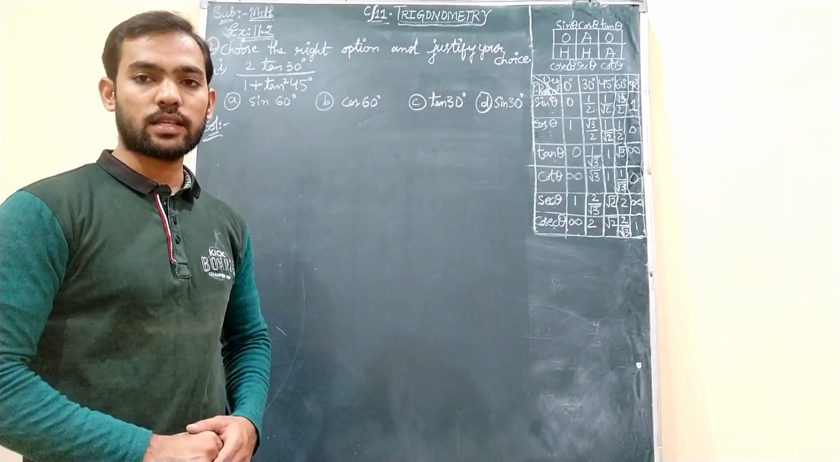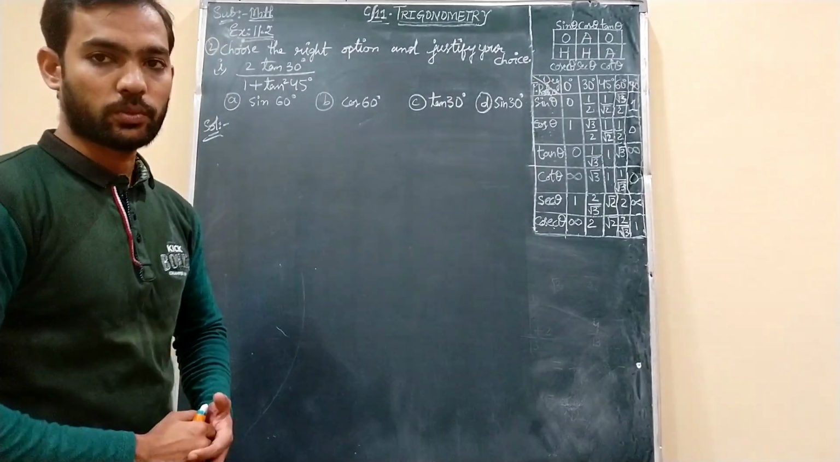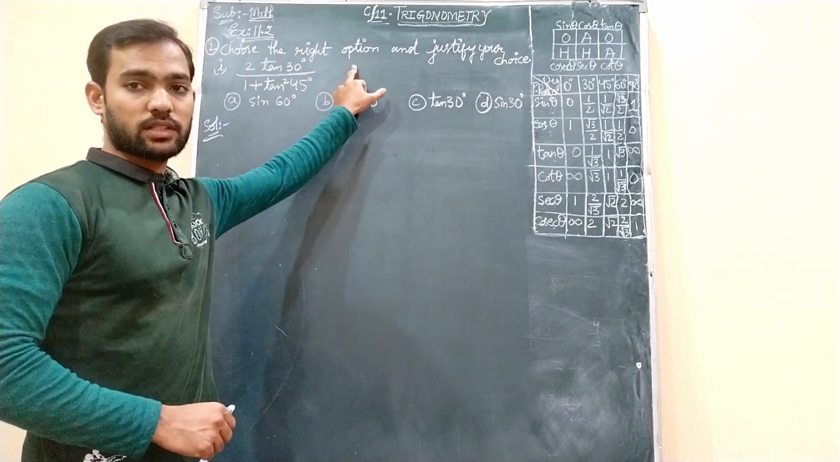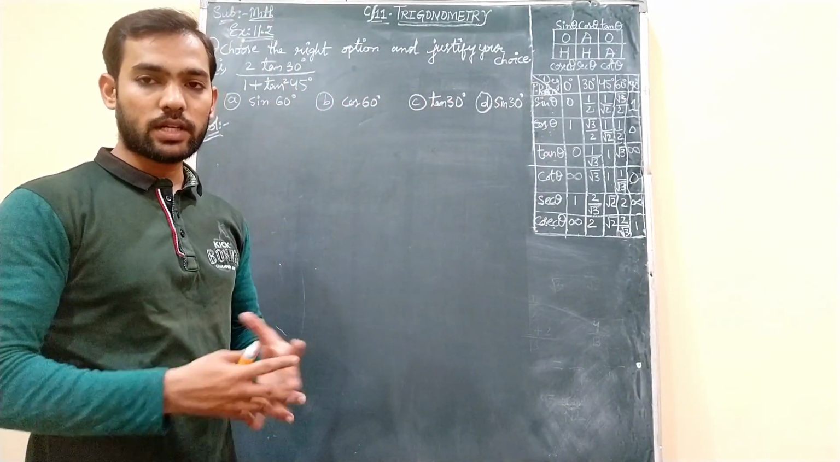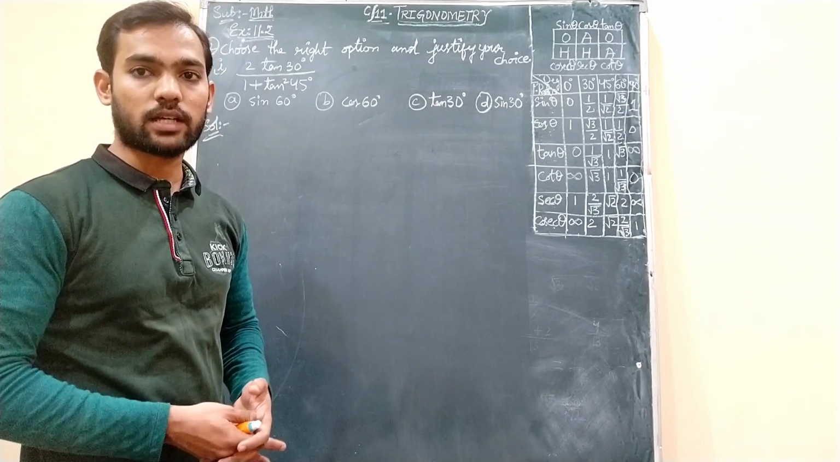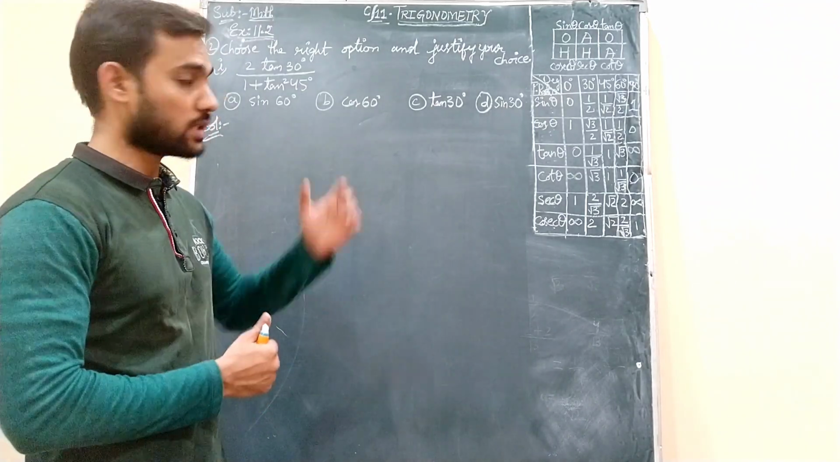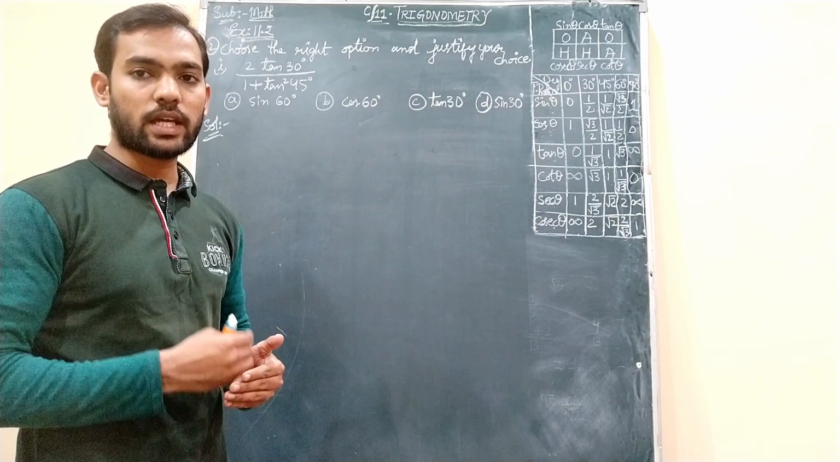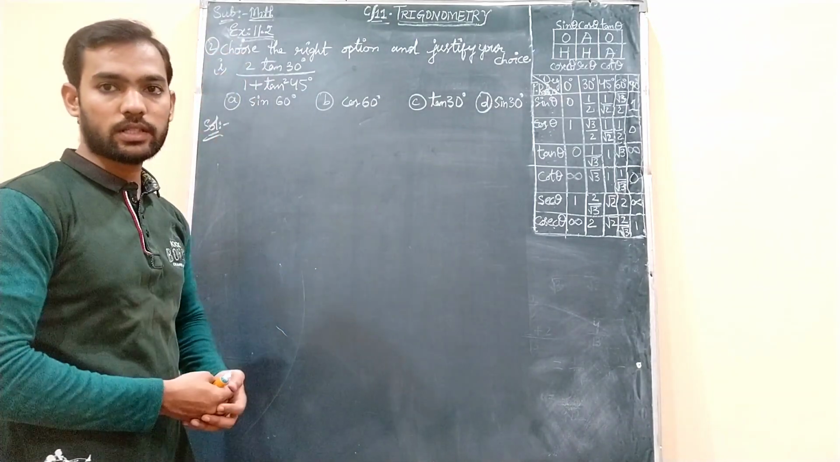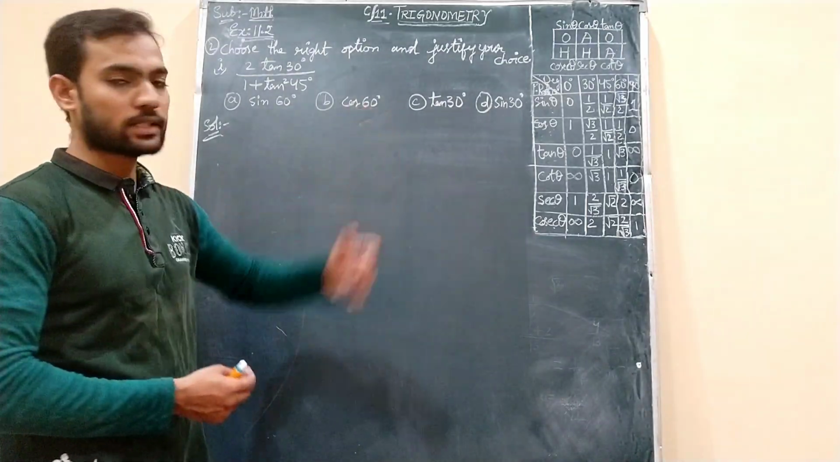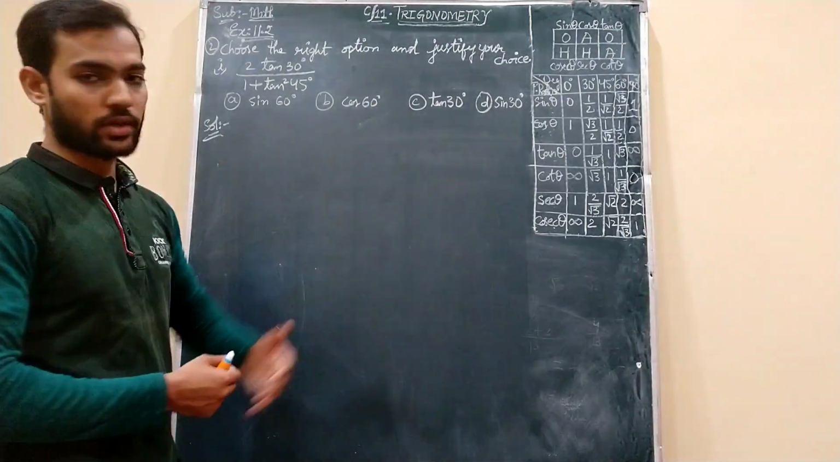Now students, exercise 11.2, question number 2. Choose the right option, like choose the correct answer and justify your choice. When you are choosing the answer, why you are choosing that particular answer, that justification also we need to do. Which means that after solving the given expression, you will get some answer. That will be your justification. Then you need to select the correct option among these 4 choices.